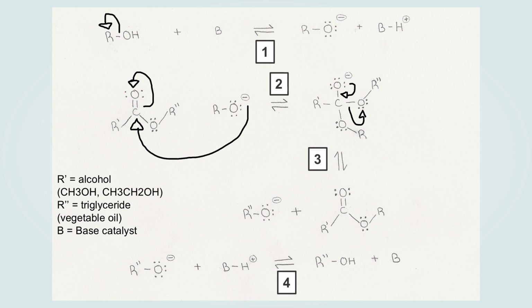And in step 4, the active species is regenerated and is reacting with the second molecule of alcohol that was produced in our first step. So this produces our mixture of alkyl esters and glycerol, which is just fancy for saying our biodiesel.